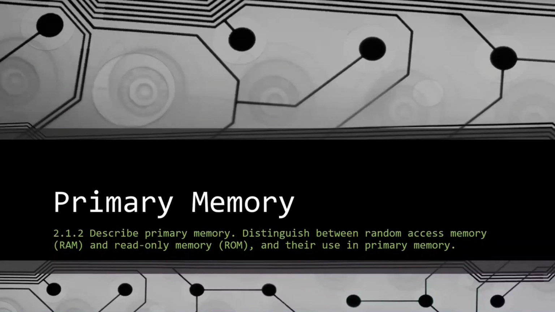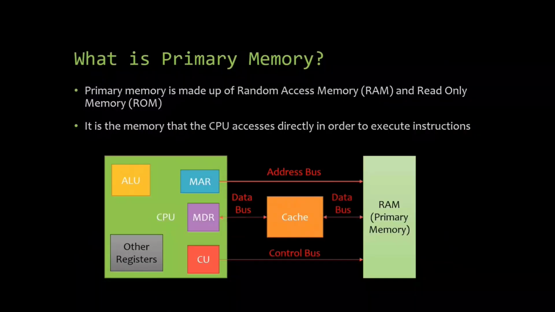All right, so primary memory. I'll be describing primary memory, distinguishing between random access memory and read-only memory, and their use in primary memory. Primary memory is made up of RAM and ROM. It is the memory that the CPU accesses directly in order to execute instructions.